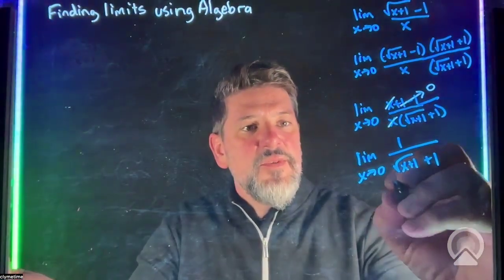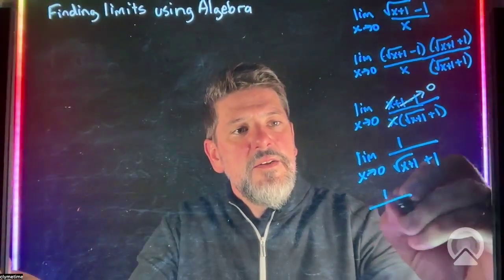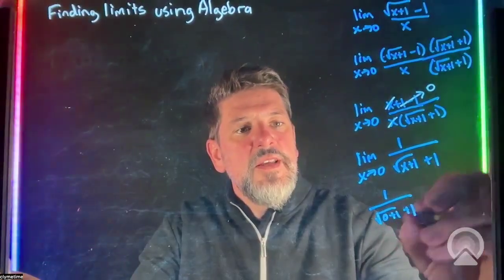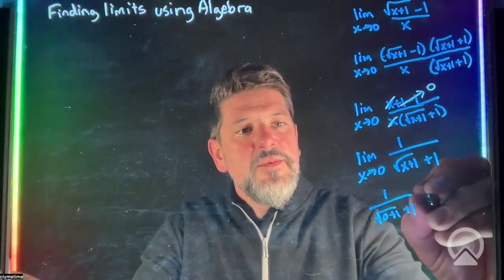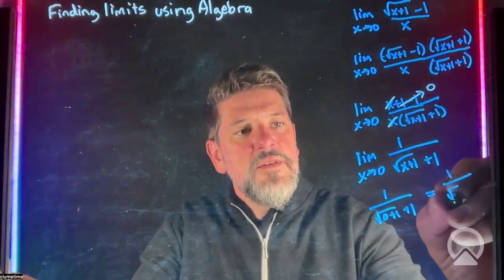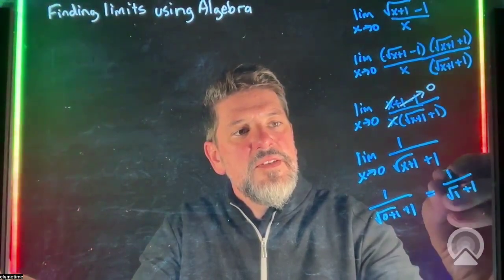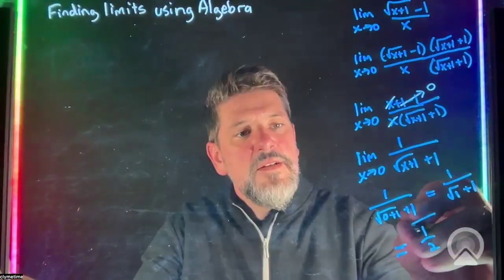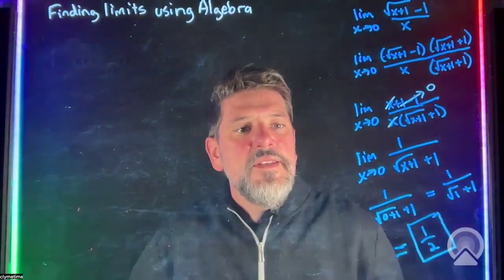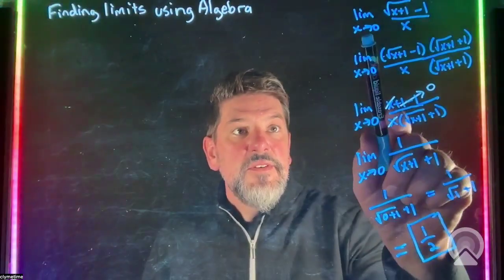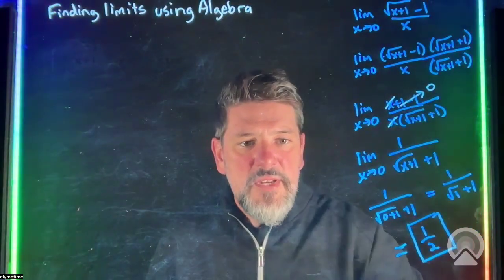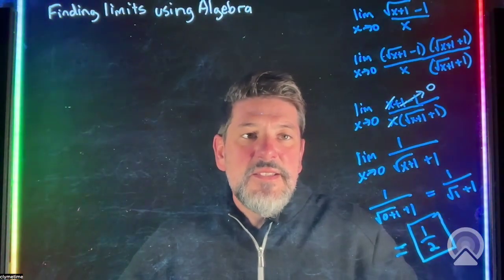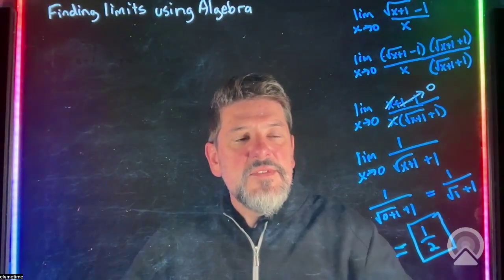So now let's plug in. If I plug in, I'm going to get 1 all over the square root of 0 plus 1 plus 1. And so the square root of 0 plus 1 is 1. So we end up with 1 all over the square root of 1 plus 1. And square root of 1 is 1. So we get 1 over 1 plus 1. So we end up with 1/2. So it turns out that the limit as x approaches 0 of square root of x plus 1 minus 1 over x is 1/2. You could arrive at that conclusion by looking at a calculator, but this is the algebraic way to do it. It gives you a precise result.